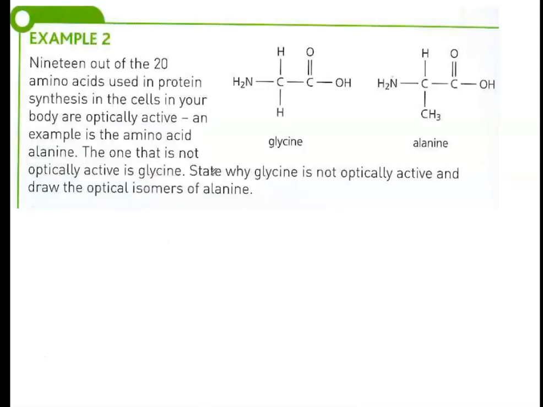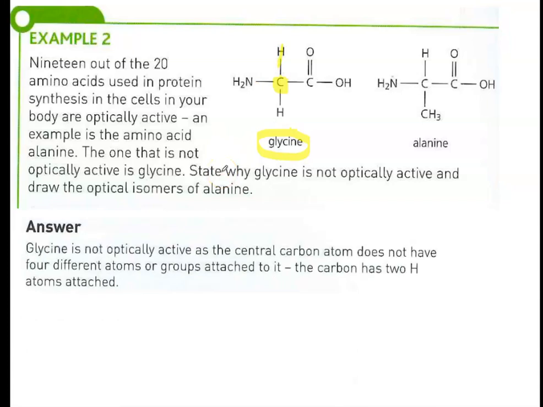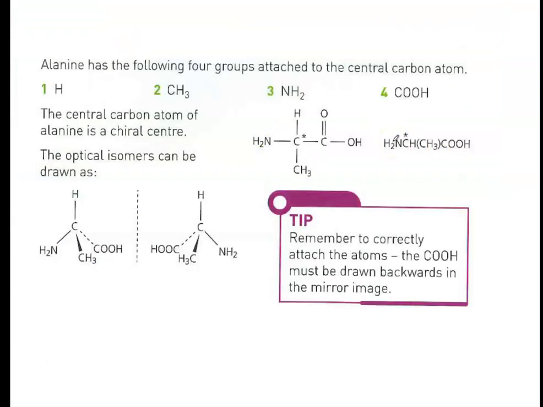Here's another example. Glycine is the only amino acid that does not have a chiral carbon, that does not have an asymmetric carbon. It's not asymmetric because it has 2 hydrogens attached. You can read that yourself as to why glycine is not optically active, whereas alanine, which is another amino acid, is optically active, as we have seen in the previous diagram.